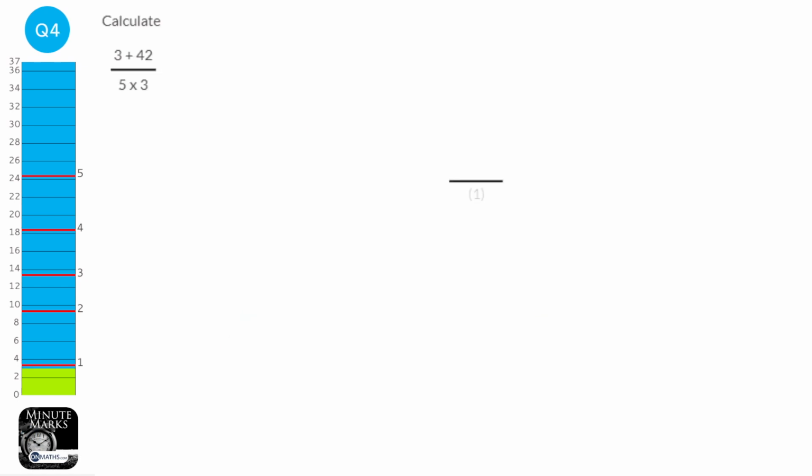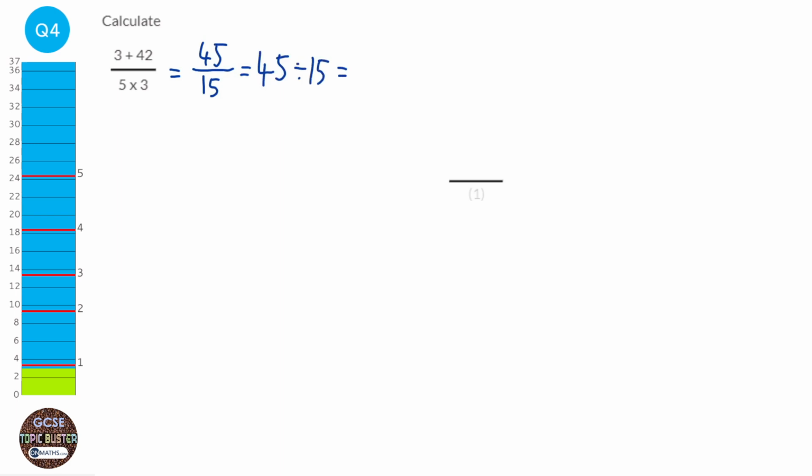To answer this question, we're going to find the answers to the numerator and denominator, then we're going to divide the two. So 3 plus 42 is 45. 5 times 3 is 15. And what this line means in the fraction, it means divide. So we're going to do 45 divided by 15.